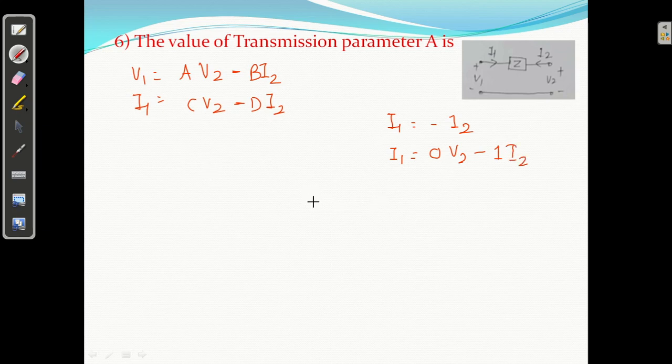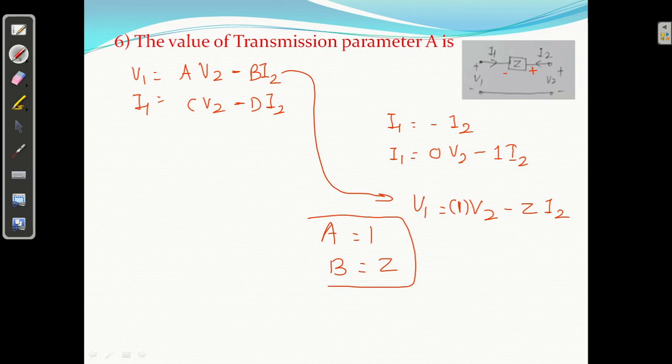Now what is the value of V1 from this diagram? V1 equals what? Can we say V2? V1 equals V2 minus, since current is flowing from here to here, the minus drop is how much? Minus Z I2. So here it is 1, right? 1 V2 minus B I2 minus Z I2. So what is the value of A? If you compare these two equations, A equals 1, and B equals Z. So in this way you have to write the equation and compare.